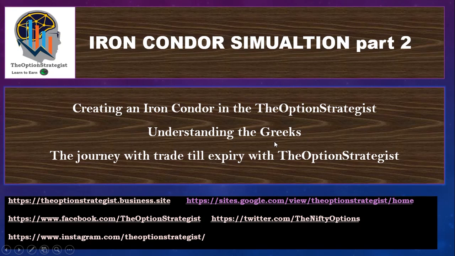Welcome everybody to part 2 of the iron condor simulation. In the last part we discussed the basics of iron condors and, very briefly, the constructs of iron condors. We just gave you a hint on how to go ahead with constructing an iron condor in Option Strategist. In this particular tutorial we'll learn how to place and create orders of an iron condor in the Option Strategist software, understanding the Greeks and the journey with the trade till expiry, right?